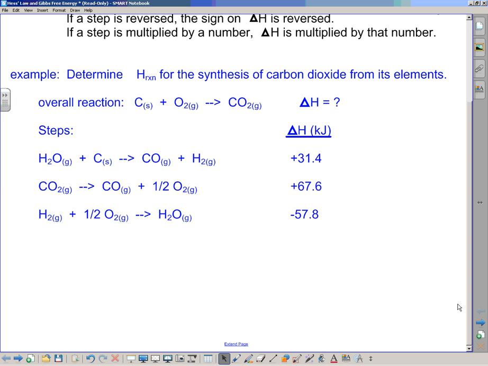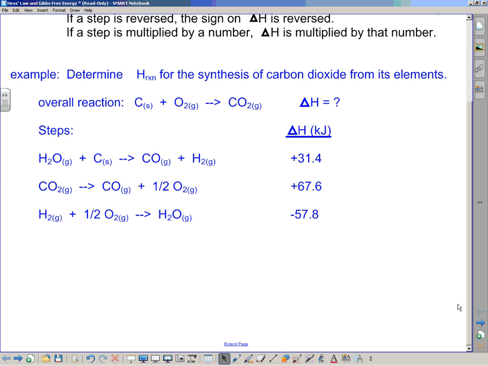So first thing we want to do with this equation, now that we have the steps and the overall reaction written down, is we need to make sure that the reactants are on the reactant side of our steps and the products are on the product side of our steps. What I mean by that, our first reactant here is carbon as a solid. So we look down at the very first half reaction, and we see that half reaction contains carbon as a solid as one of its reactants. Yes? Okay, so that means that's in the right place. That's where we want it.